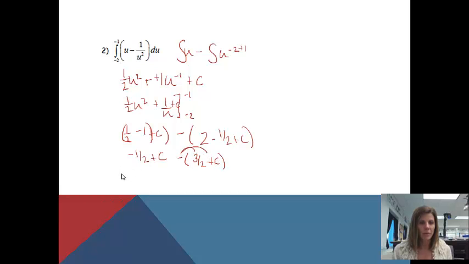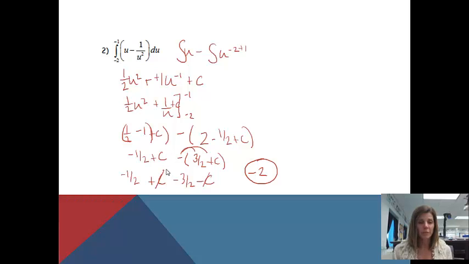Distribute my minus sign, so I'll get -1/2 plus c minus 3/2 minus c. The c's cancel out again. -1/2 minus 3/2 will give us -4/2, which gives us an answer of -2. Would you please notice that in the first problem, the plus c's canceled out.